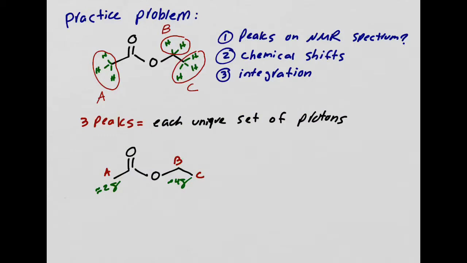All right, how about C? Okay, the C is about what? It's a CH3 attached to a CH2 and then attached to an oxygen. I want to say this is probably around 1 ppm, right? It's probably around 1 ppm.